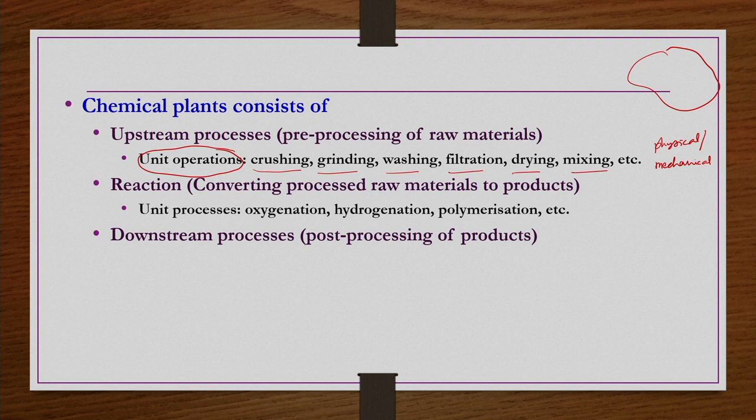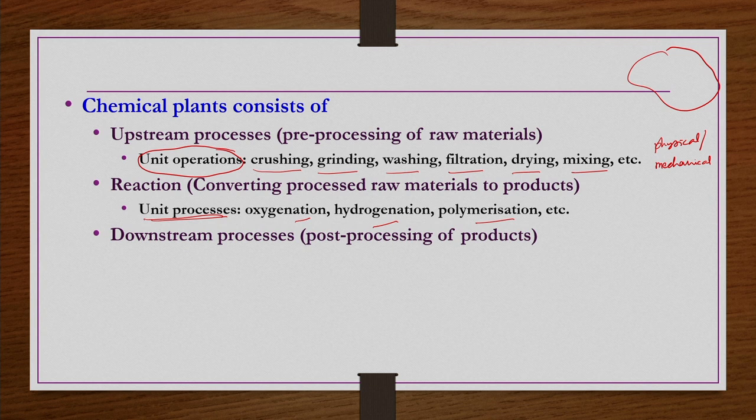Otherwise, depending on the chemical that you are producing, there may be an oxygenation reaction, hydrogenation, polymerization reaction, dehydration reaction, deoxygenation reaction, hydrodeoxygenation reaction, nitration, sulfonation, different kinds of reactions are possible. The equipment in which these reactions are taking place is also essential from the chemical point of view, and these reactions in general we call unit processes.